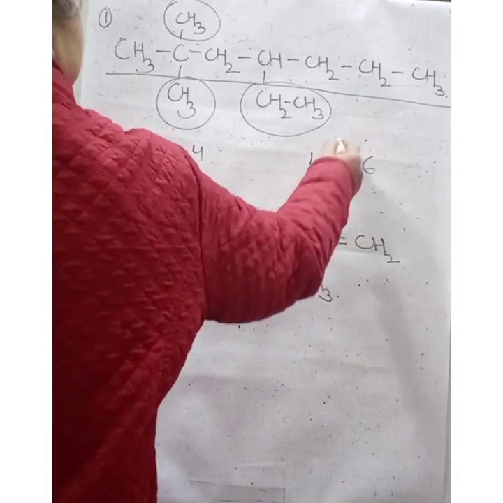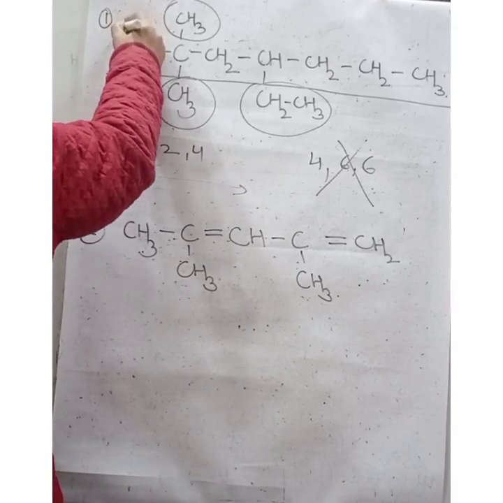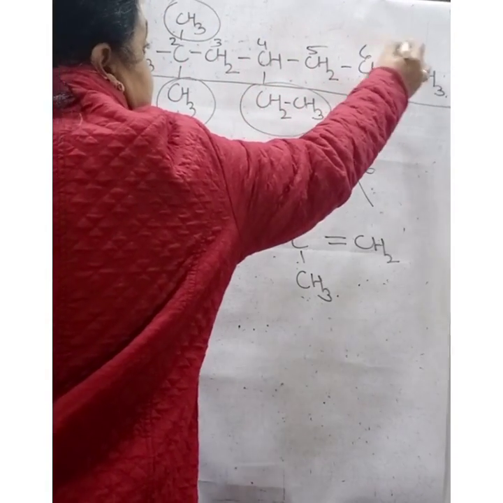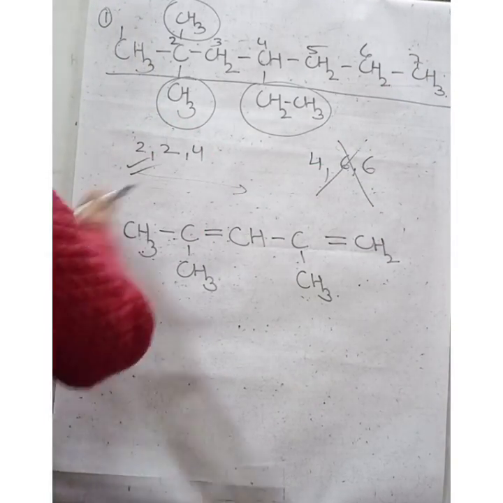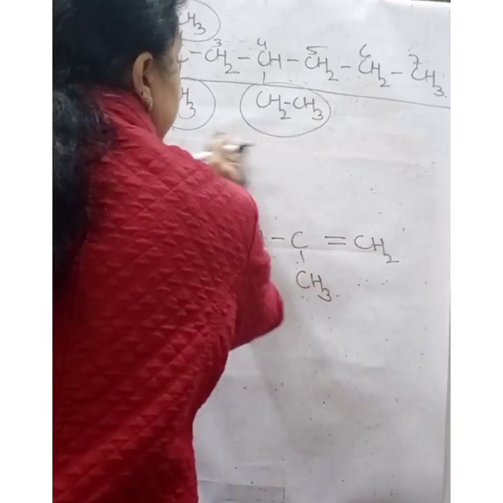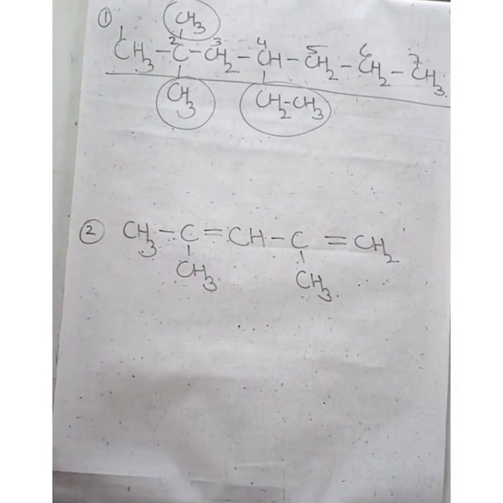That means this numbering is wrong. You have to number from this direction. So carbon number 1, 2, 3, 4, 5, 6 and 7. So we have numbered the carbon atoms. Now we have to name it according to our rule: position, prefix, word root plus primary suffix plus secondary suffix.